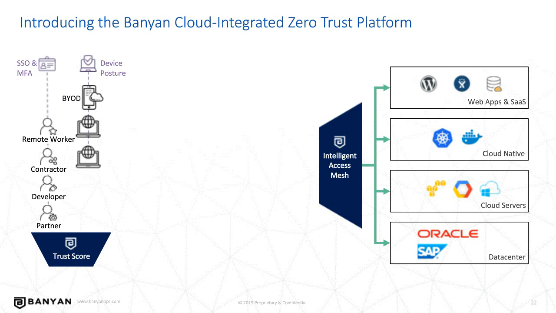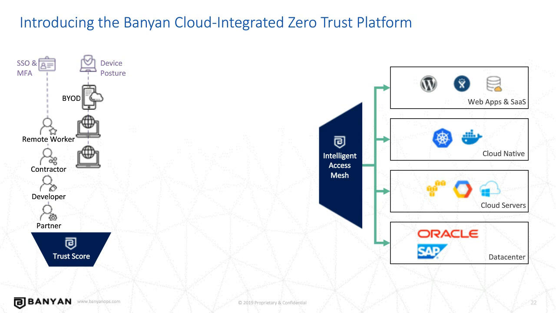And we combine all of this into a concept we call a trust score. So this is not just, are you authenticated? It uses your context to figure out how trusted you are. We know your location. We know exactly what kind of application you're trying to access and what kind of device you're trying to do that from. And that determines a number from 0 to 100 on how granular your controls need to be.